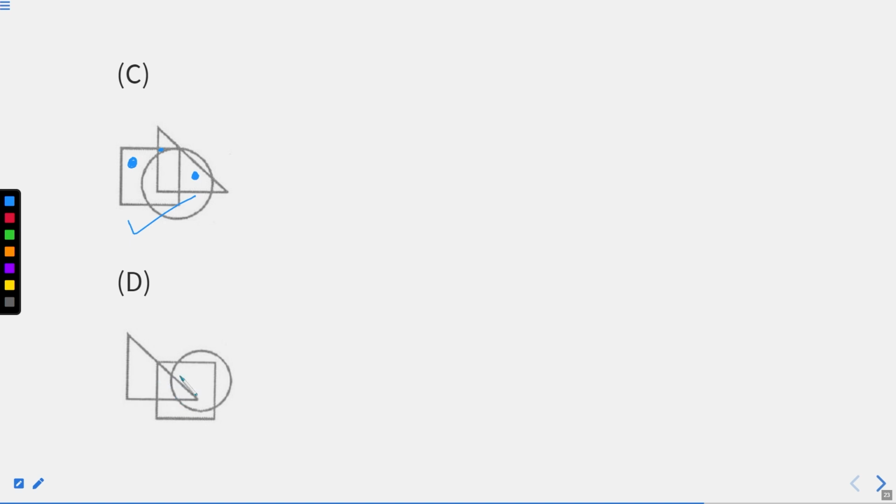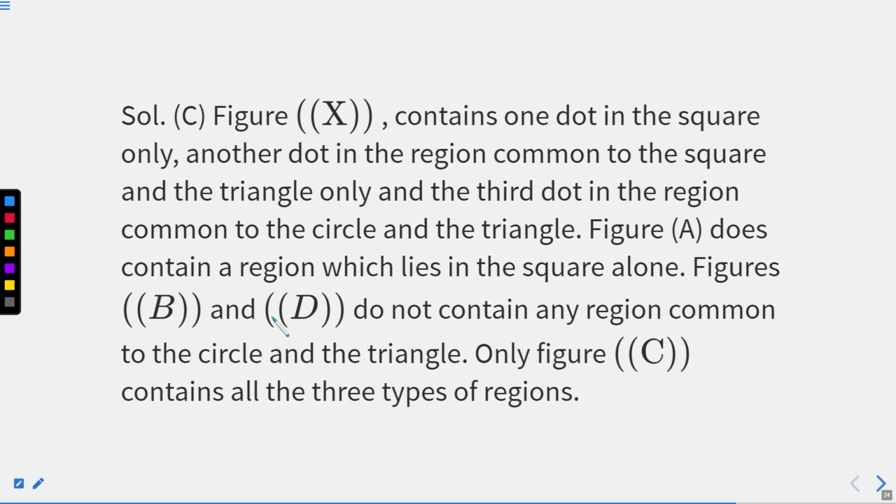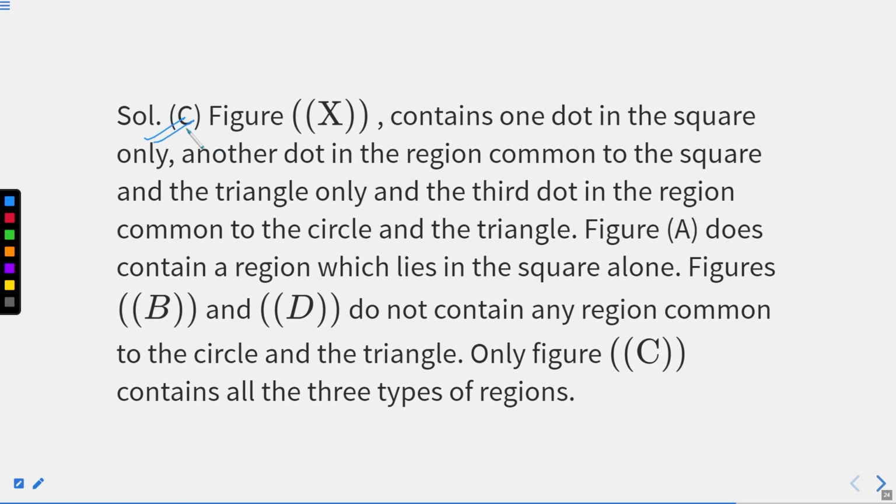Now here we need a square. Here it is, we can place a dot here. We need a square and a triangle, we can place it here. But for triangle and square, we can't place a dot here. This is not the answer. Option C satisfies, right? So option C is your answer. Why? Option C is the only figure which is covering all three regions, right?